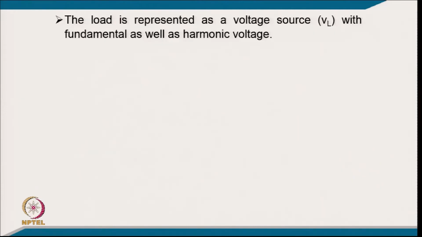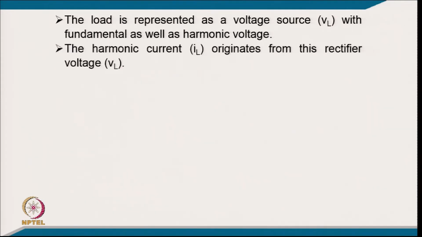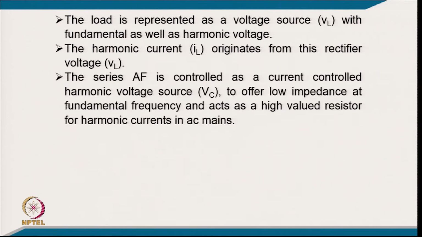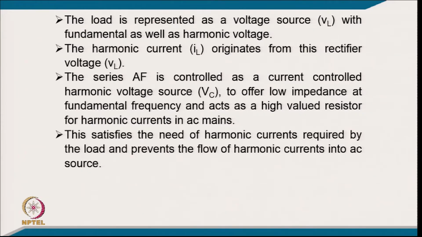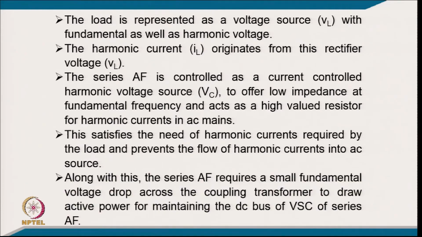So, the load is represented as a voltage source with a fundamental as well as a harmonic voltage, and the harmonic current originates from this rectifier voltage. The series active power filter is controlled as a current controlled harmonic voltage source to offer low impedance at the fundamental frequency and act as a high value resistor for harmonic currents in the AC mains. This satisfies the need of harmonic currents required by the load and prevents the flow of harmonic currents into the AC source.